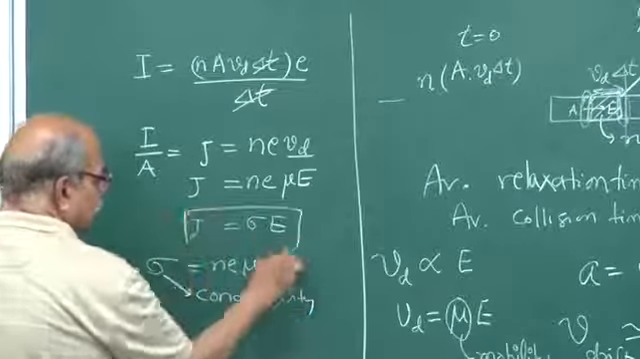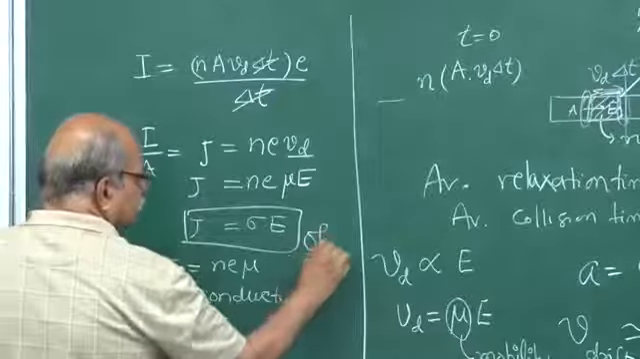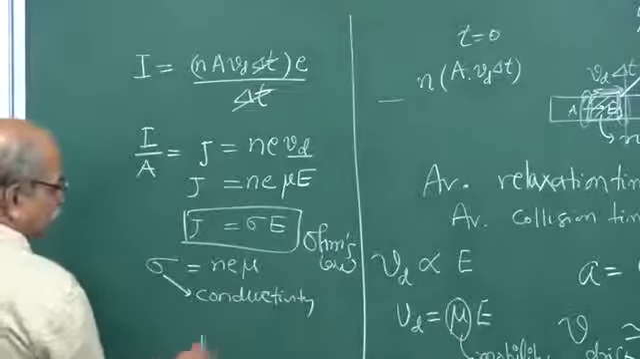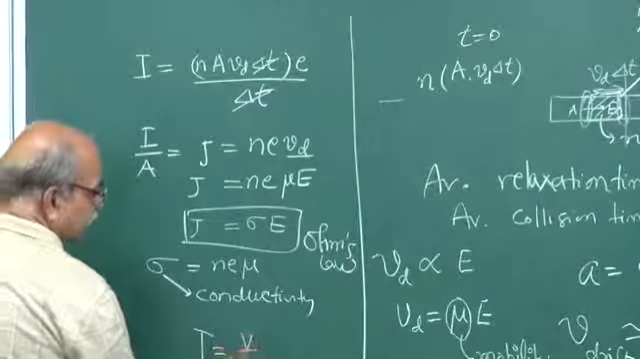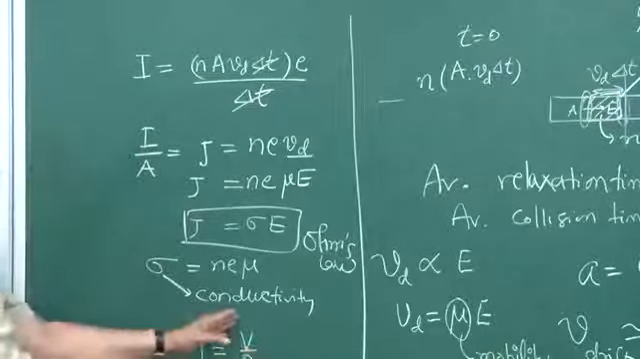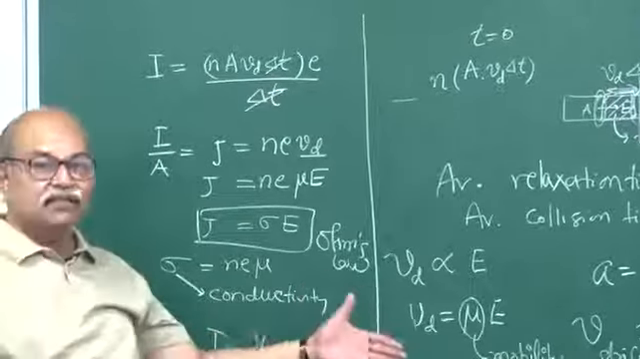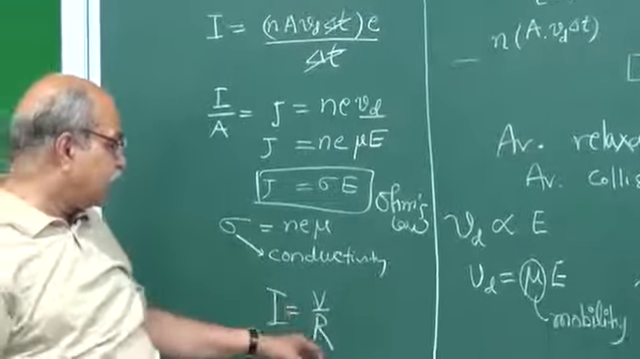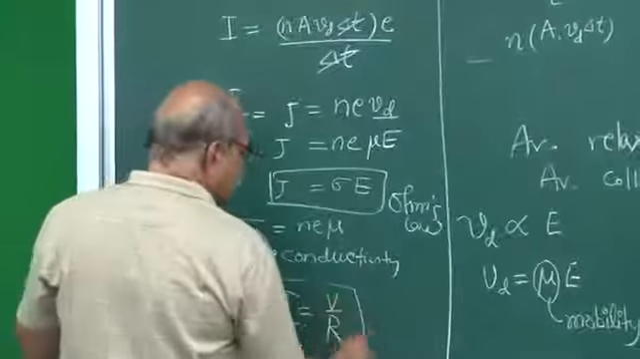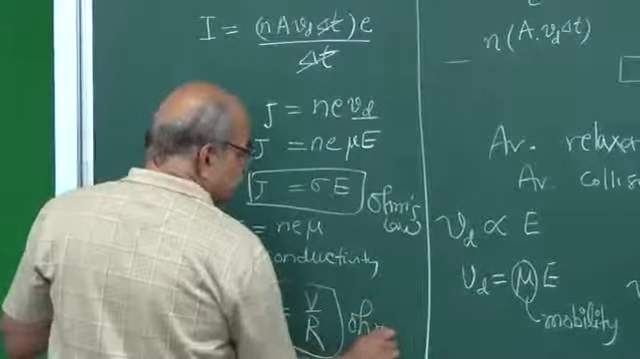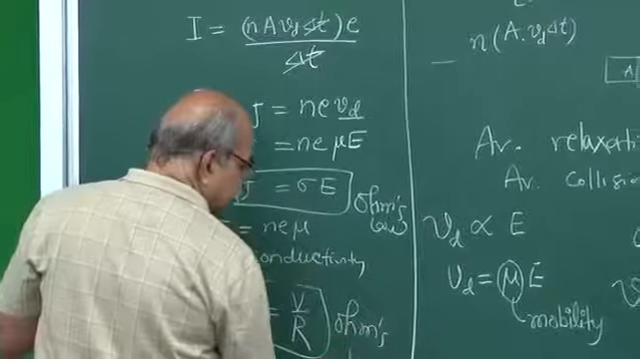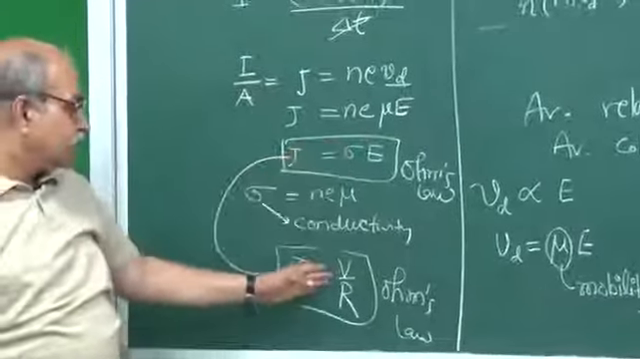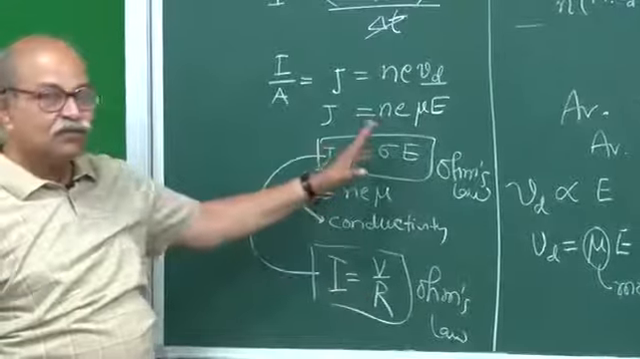And this is your Ohm's law. You must have studied Ohm's law as I equal to V by R. If you apply a potential difference V across some conductor whose resistance is R, I equal to V by R, this is how you must have studied Ohm's law. And you do this homework, you show that these are equivalent. From here you can get this, from here you can get this. So this is your Ohm's law.